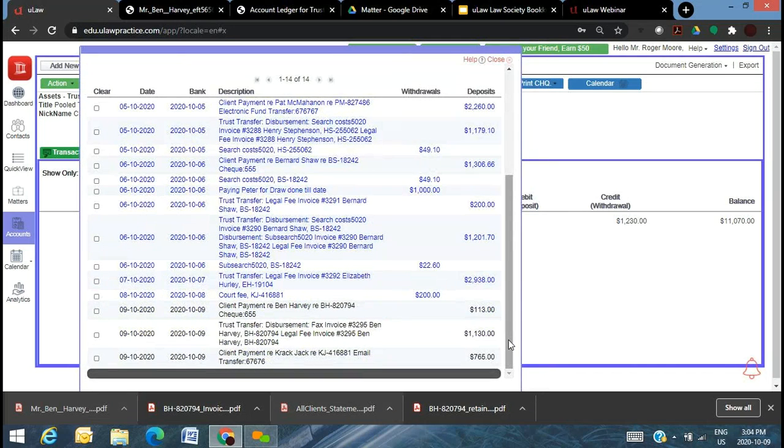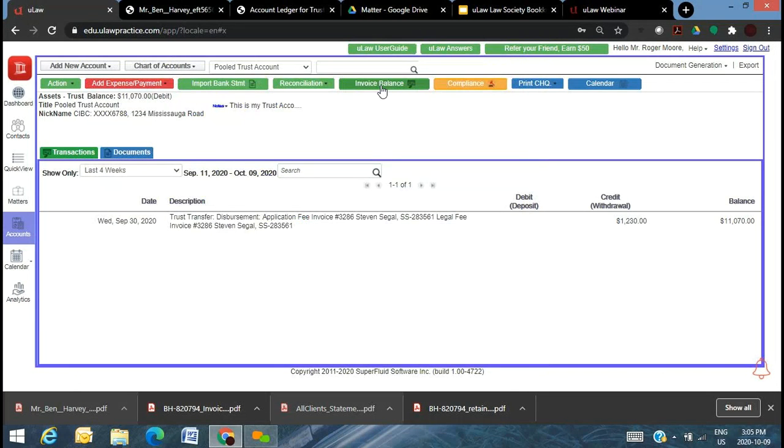And then you're going to notice two transactions. 1,130 came in today for Mr. Ben Harvey through the trust transfer. In addition, $113 check payment was made for that same client for Ben Harvey. So when the time comes to reconcile, you're going to compare that with your bank, and it's just a very simple process.